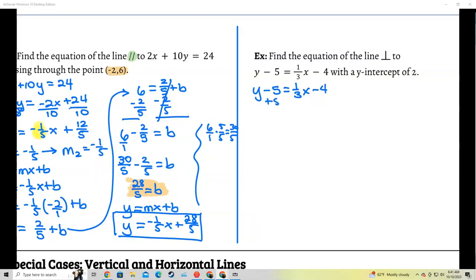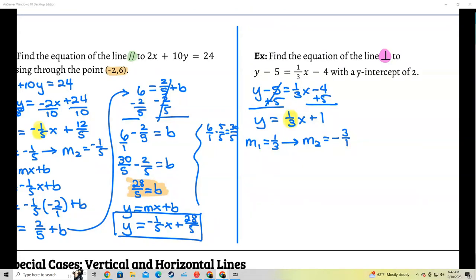All I'm going to do is add 5 to both sides. These are going to cancel. I get y equals 1/3 x plus 1. My slope, in this case, is 1/3. Because I want a perpendicular line, my slope needs to change. So if my original slope was 1/3, then my new slope needs to be negative 3 over 1, right?